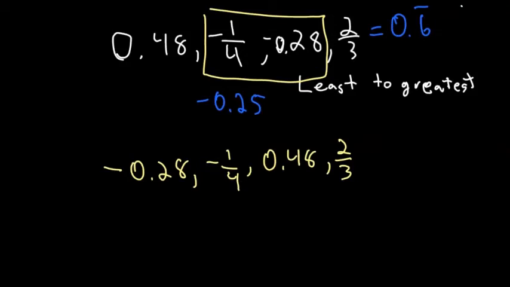So you can make them fractions, you can make them decimals, whatever you want to do to compare them, but just when you're doing this, compare your negatives, because those are always going to be your least, and then compare your positives, and that'll help you get them in order from least to greatest.